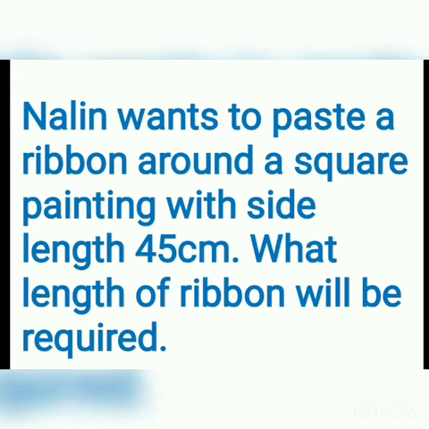So how will you find the length of the ribbon? Here the side of the square painting is given as 45 centimeter. That means we are considering this painting as a square and its side is given. We want to know the perimeter of the square. So here we are finding the perimeter of the painting, and that will be the required length of the ribbon. What is the given length? 45 centimeter. So by using the given fact, we can find the perimeter of the square painting.